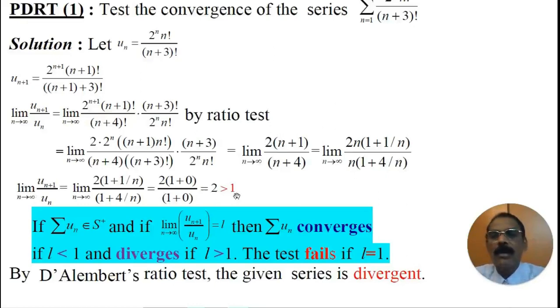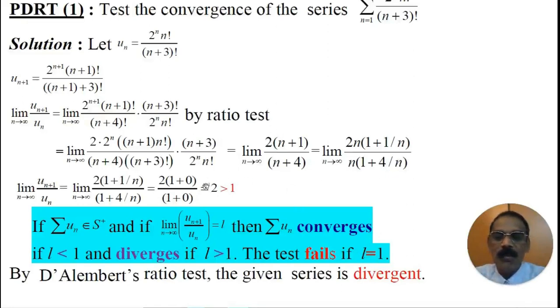What is the statement of D'Alembert's ratio test? If the series un is a series of positive terms and if the limit of un plus 1 by un is L, then the series un converges if L is less than 1, diverges if L is greater than 1, and the test fails if L is equal to 1.